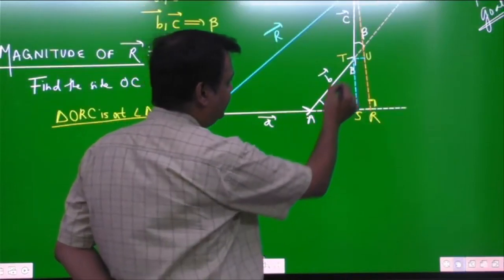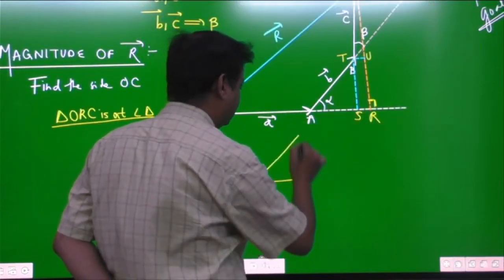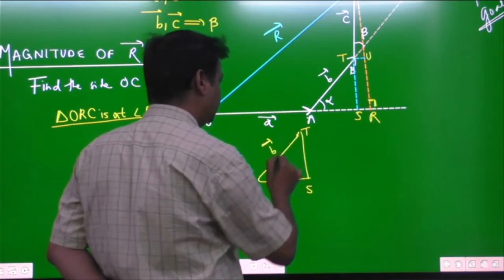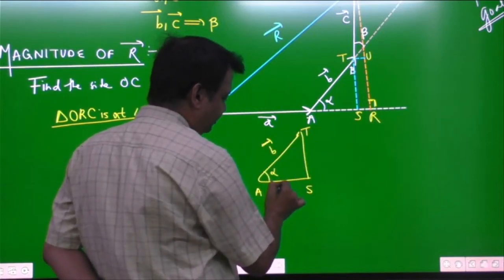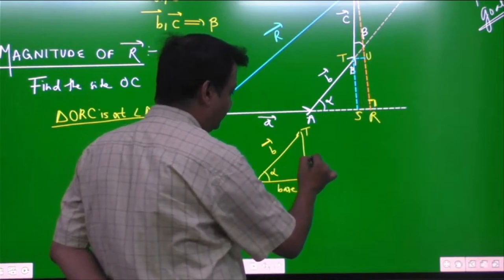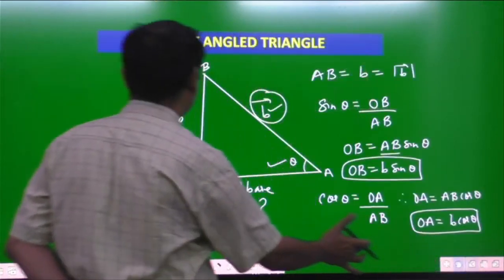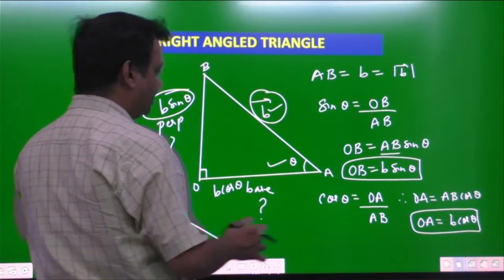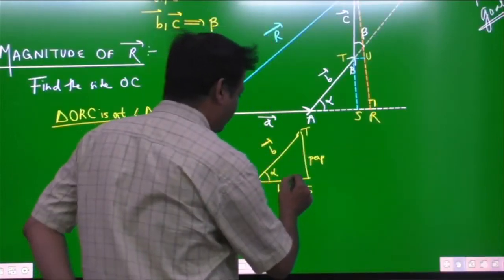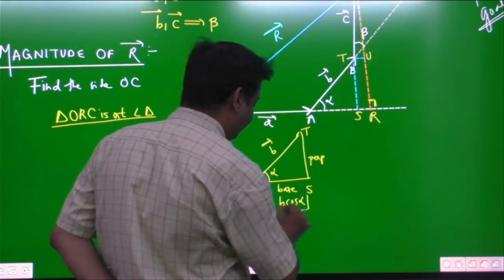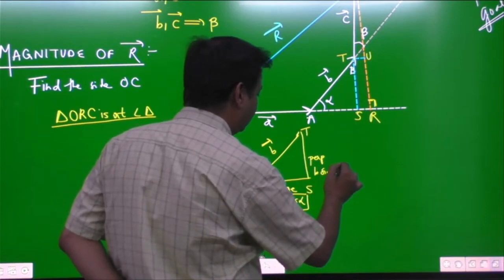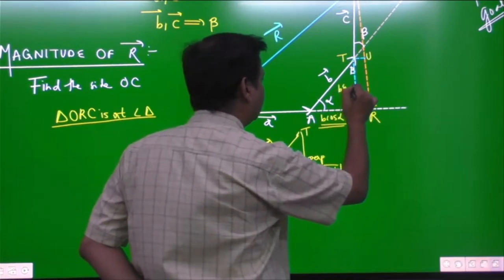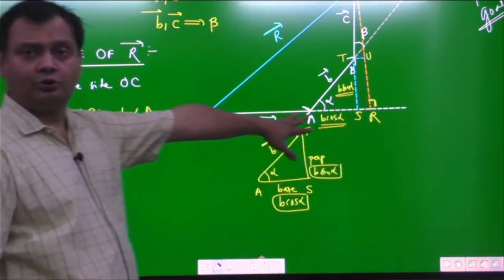Now if you see the triangle AST, so this is your vector B, and this angle is alpha. For this alpha, this is base, and this is your perpendicular. So right now we have seen, whenever the hypotenuse is given, the base will be hypotenuse times cos theta, and the perpendicular will be hypotenuse times sin theta. So base will come to be B cos alpha, and this will come to be B sin alpha, correct? So this will be B cos alpha, and this will be B sin alpha. Got it? So we got two missing segments.